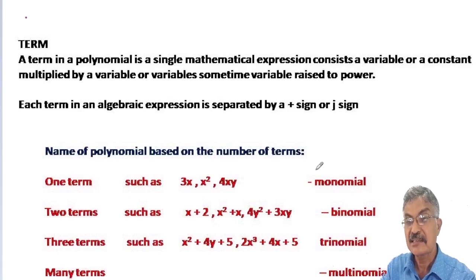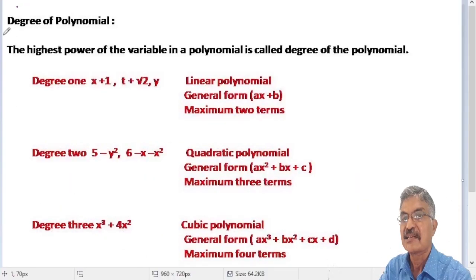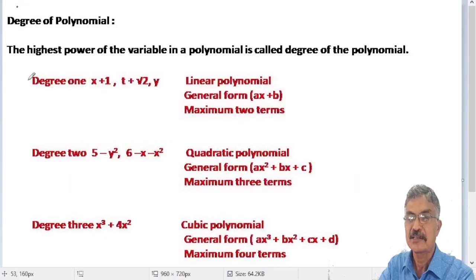When a variable is multiplied by a constant in order to form a term, then that constant is called the coefficient. That is, when a term is made up of a constant multiplied by a variable or variables, then that constant is called the coefficient. Then the degree of a polynomial. The degree of the polynomial is the highest power of the variable in the polynomial.